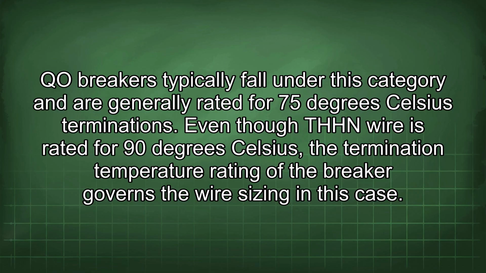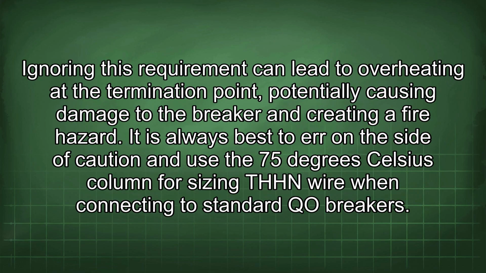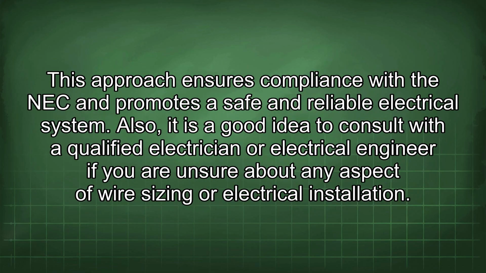Even though THHN wire is rated for 90°C, the termination temperature rating of the breaker governs the wire sizing in this case. Ignoring this requirement can lead to overheating at the termination point, potentially causing damage to the breaker and creating a fire hazard. It is always best to err on the side of caution and use the 75°C column for sizing THHN wire when connecting to standard QO breakers. This approach ensures compliance with the NEC and promotes a safe and reliable electrical system.